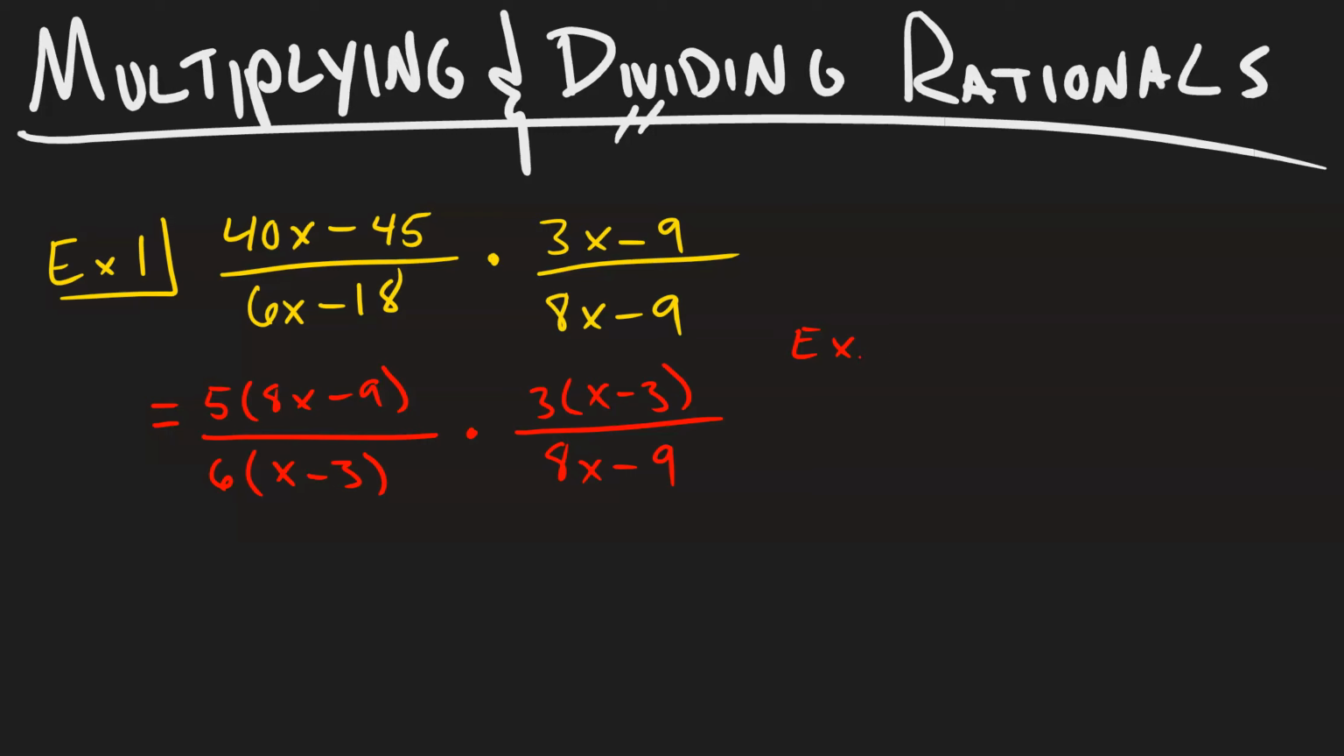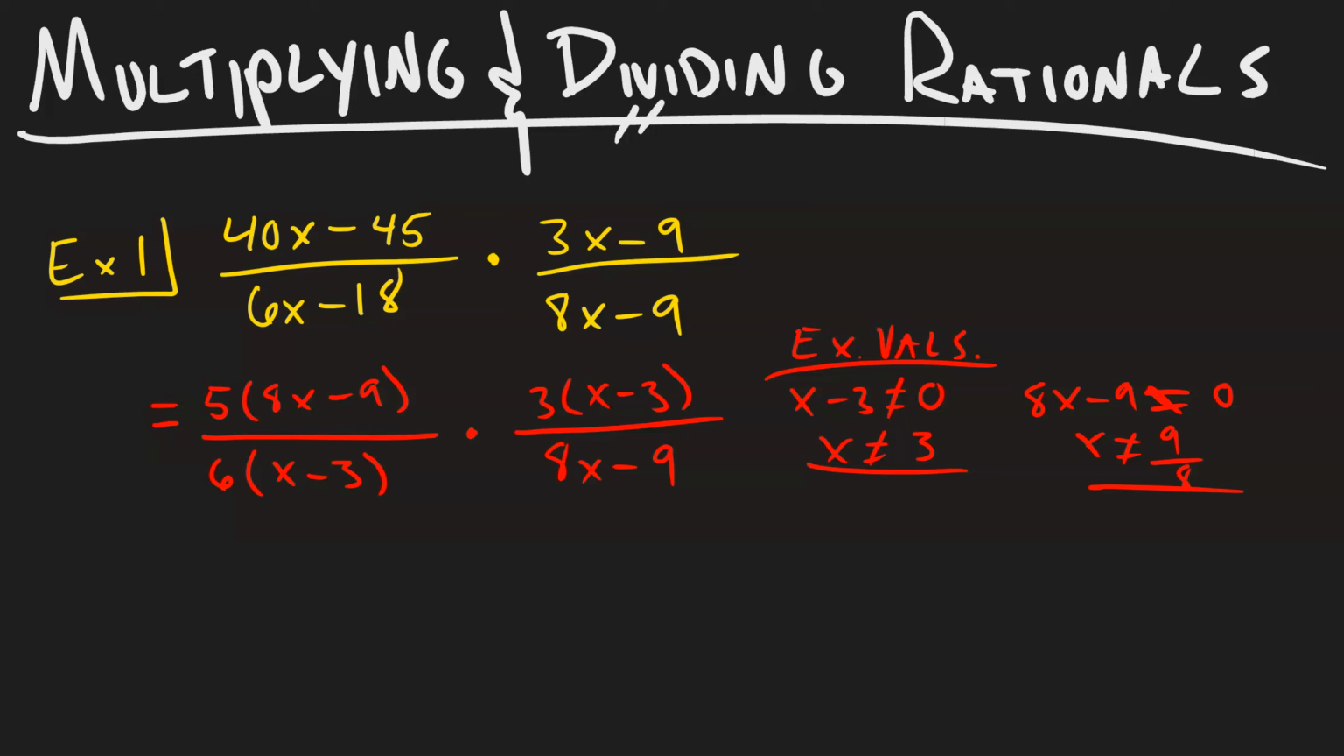So let's take our denominators, or at least the parts with variables, and make sure that we don't have anything that will give us an undefined value. So x minus 3, that factor in our denominator, cannot equal 0, so x cannot equal positive 3. And 8x minus 9 cannot equal 0, so x cannot equal 9/8.